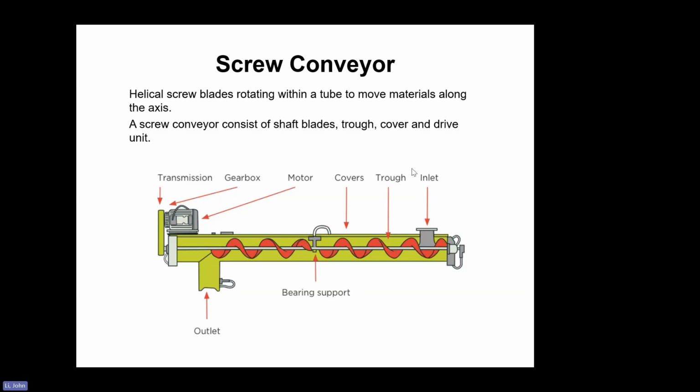Another one is the screw conveyor. This conveyor has helical screw blades rotating within a tube to move materials along the axis. This screw conveyor is very popular in process plants because it is small and simple. Process plants do not need long distance or high capacity, so the screw conveyor is really suitable for this application. It consists of a shaft, blades, trough, housing, cover, and the drive unit. So really simple.